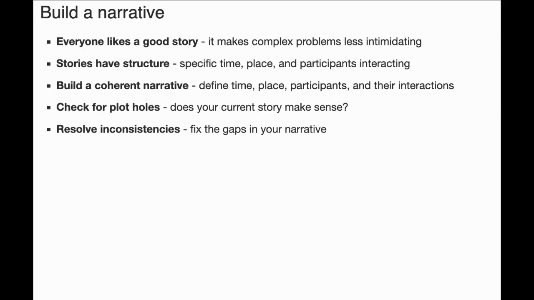Resolve inconsistencies. Fix the gaps in your narrative. I actually try to tell my narrative back to the customer sometimes in a timeline. The narrative helps them remember crucial details that they initially left out.